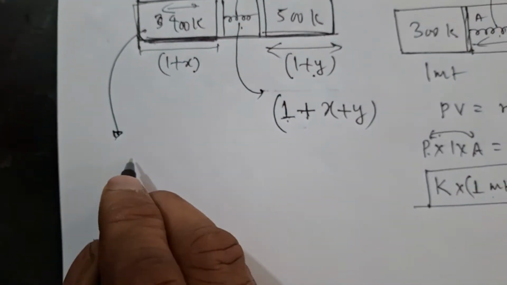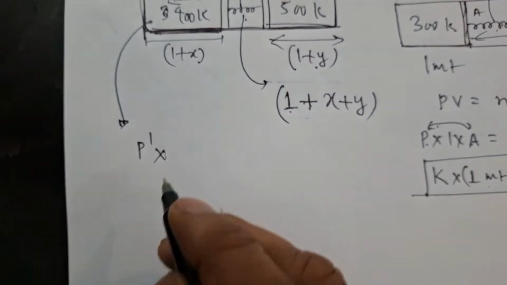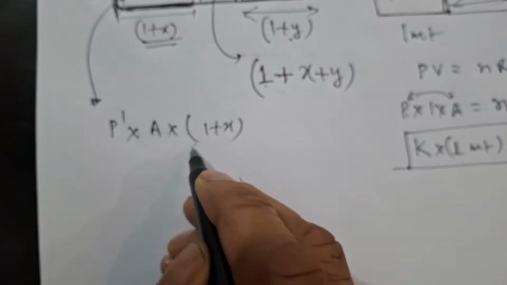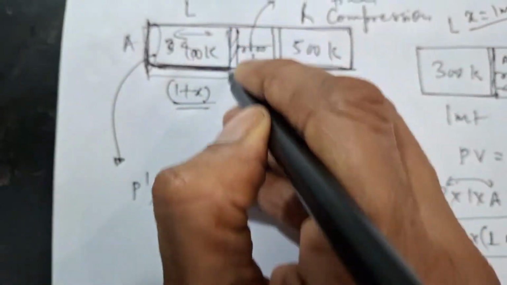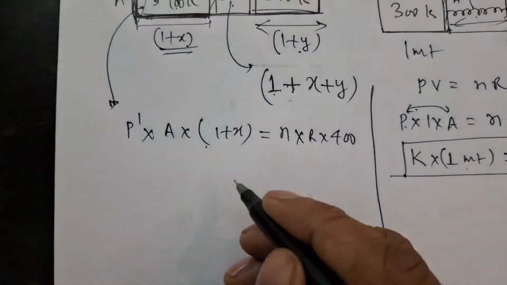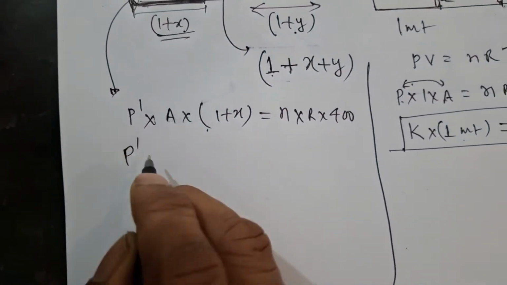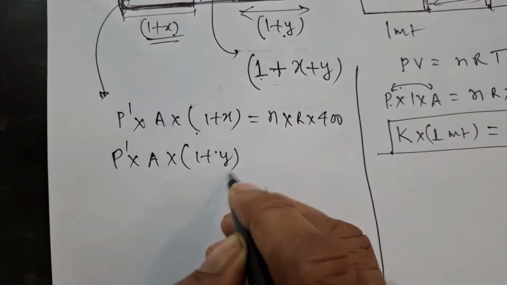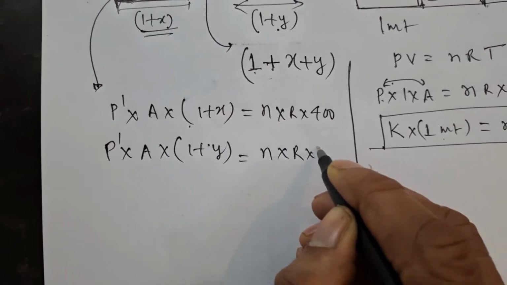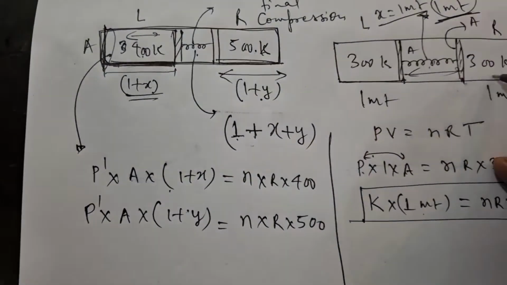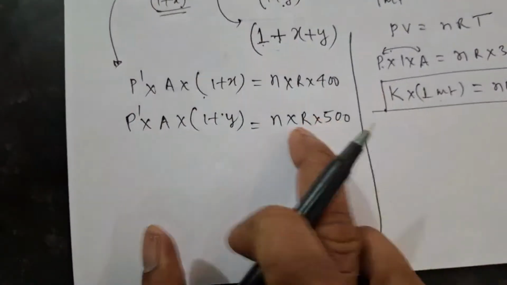The new pressure, suppose P prime, into volume, how much? Area is the same, area of the piston is A, area into length. Now n, number of moles, remains the same because gas is enclosed. nR into 400. Now create another equation for the right chamber. So P prime into area into 1 plus y equals nR into 500, because now temperature increases from 300 to 500 Kelvin. So these are the equations.